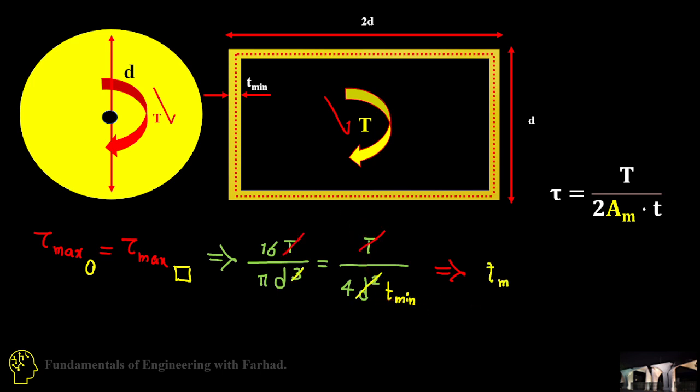So if we cancel out T with each other, then we can have T minimum as pi times diameter over 64. Thank you. We'll solve more problems.